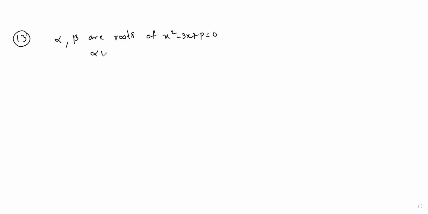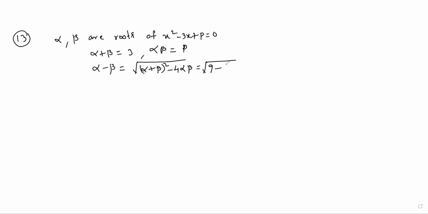With this quadratic equation, we know the sum of the roots is minus b by a, that is minus of minus 3, with a value 1 only. Product of the roots alpha beta is c by a, that is p by 1. Next, we need alpha minus beta also. How to find alpha minus beta? Square root of (alpha plus beta) whole square minus 4 alpha beta. That is, a minus b equals root of (a plus b) whole square minus 4ab. The value of alpha plus beta is 3, 3 square is 9, minus 4p.